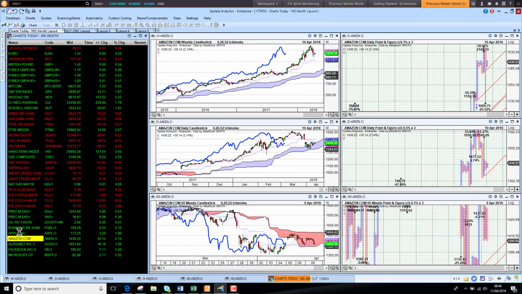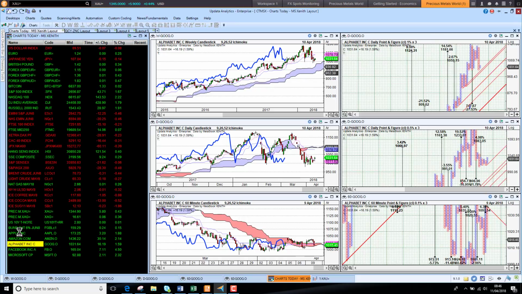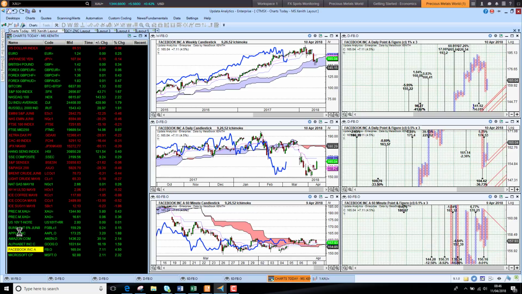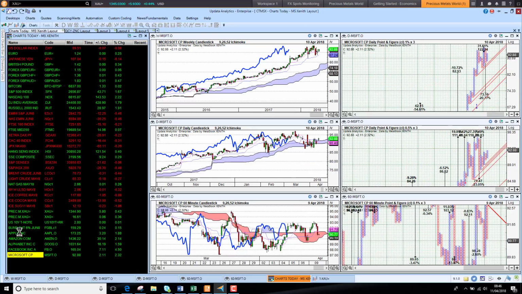Amazon also looking stronger. Alphabet still struggling to get back above the cloud. Facebook was up 4.5% on Zuckerberg's showing in Congress, so still looking bearish on the short-term chart though, and Microsoft looking still pretty good on the medium and long term, but short term just struggling. So tech is looking better, but it's still not out of the woods by any means.